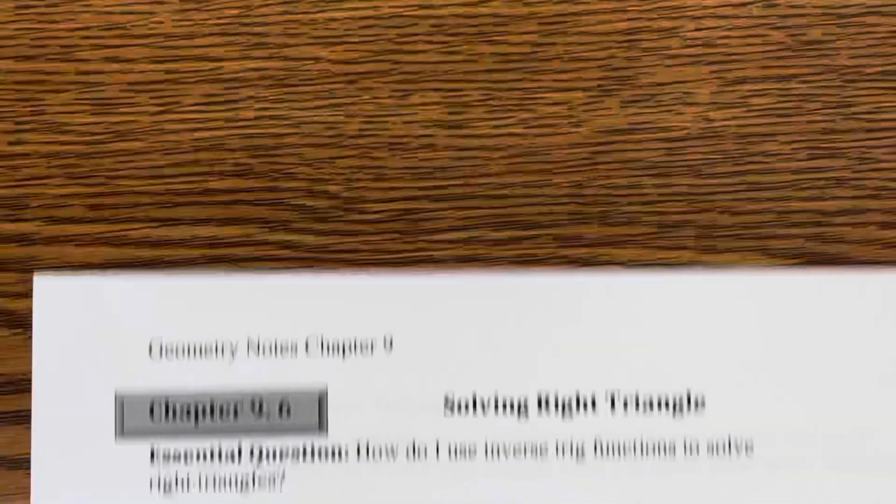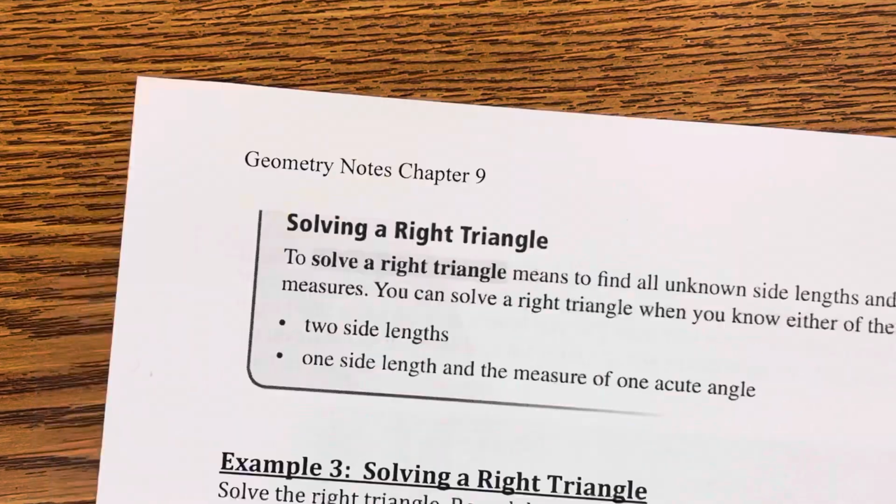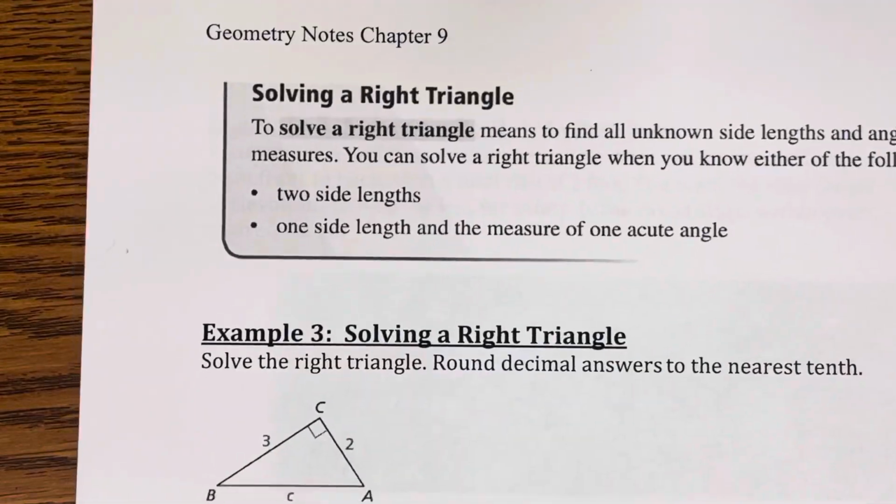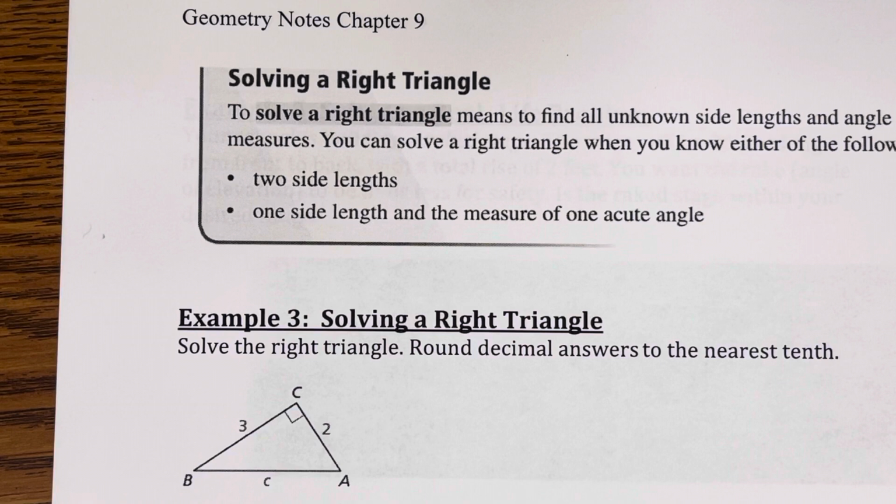To solve a right triangle, I'm going to find all the missing parts. Therefore, I need to find 6 things, 3 sides and 3 angles. In order to do that, I'm going to have to know 3 things: 2 side lengths, or 1 side length and an angle. And one of those angles is obviously the right angle.